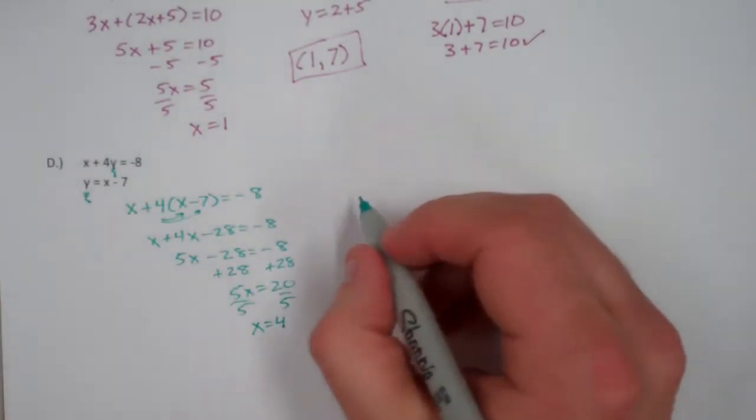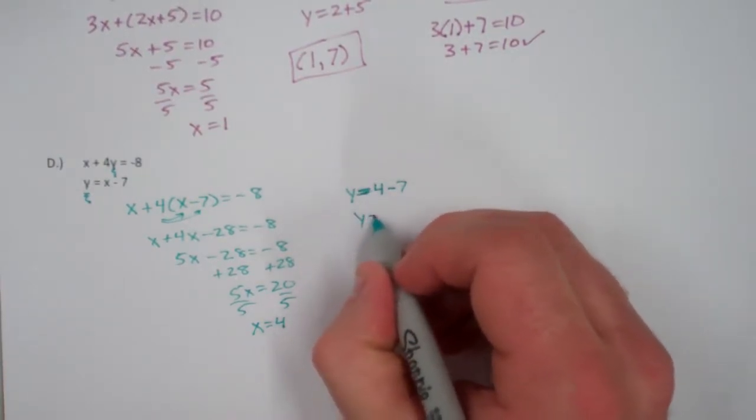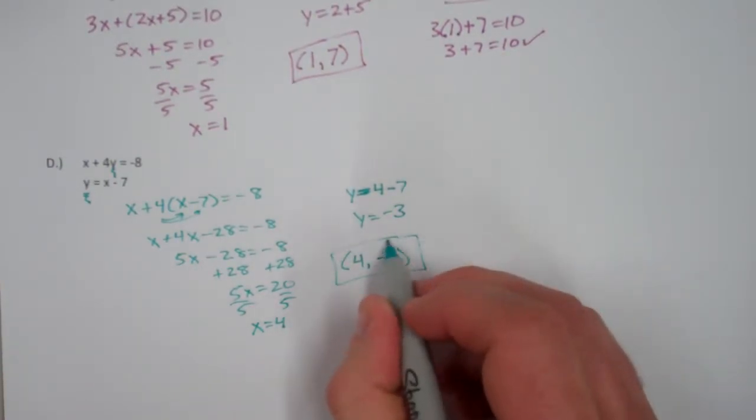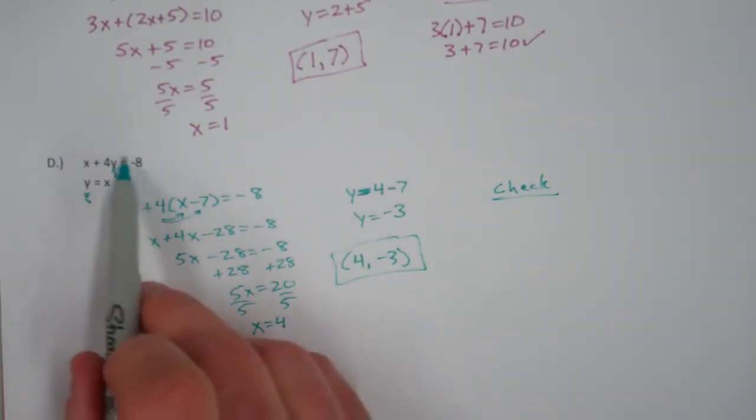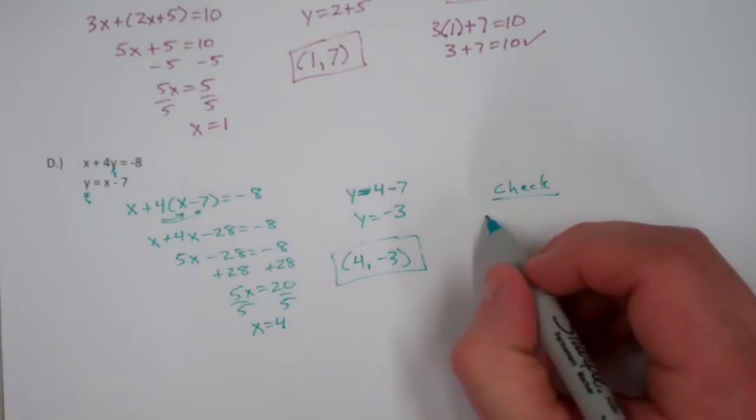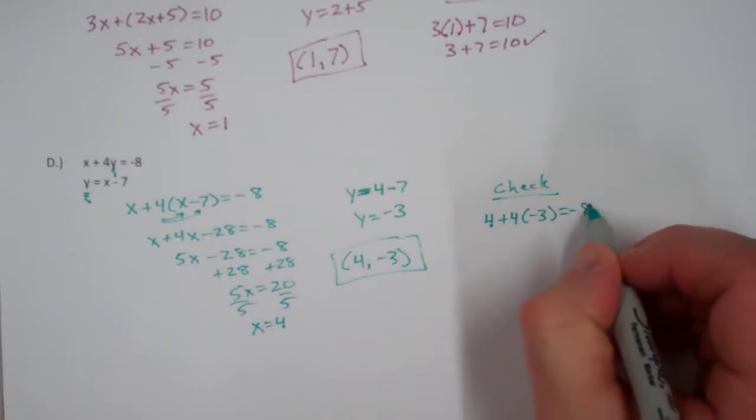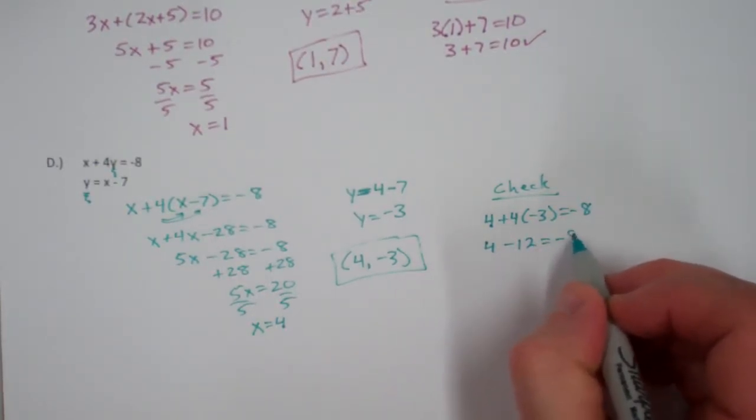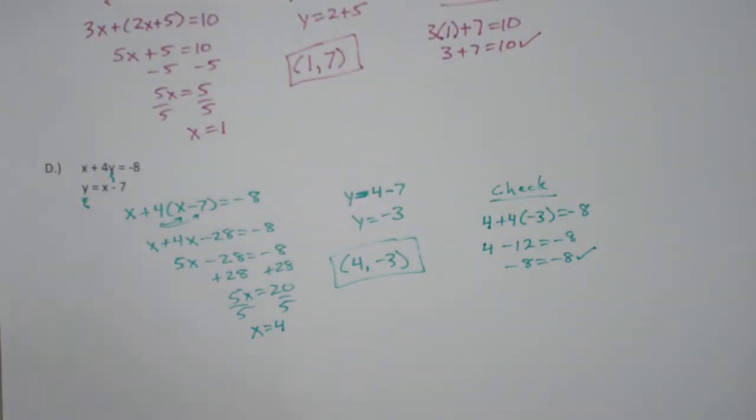We'll go back to this equation. Y is equal to x minus 7. So y will be negative 3. Our solution then is 4, negative 3. To do our check, we'll choose the other equation, so this x plus 4y is equal to negative 8. So there's x plus 4y should be negative 8. Positive 4 times negative 3 is negative 12, and 4 minus 12 is negative 8, so that one is definitely checked. Alright, just one last one here.